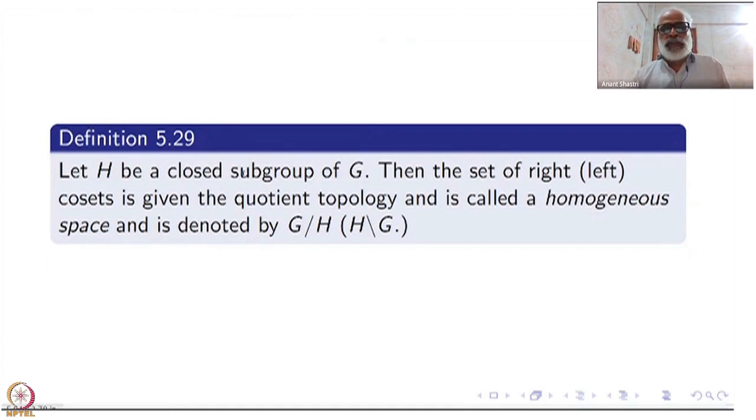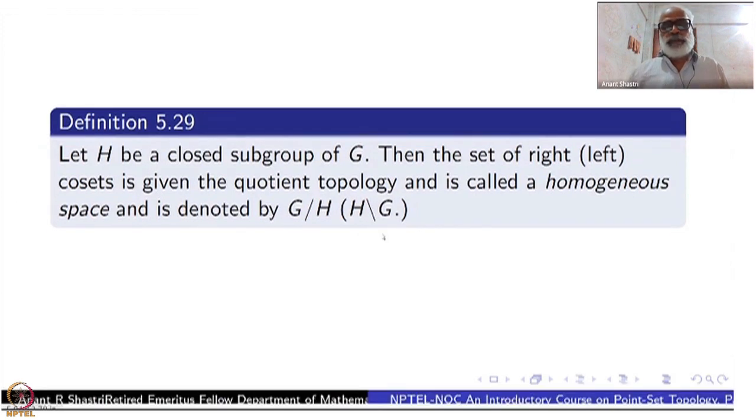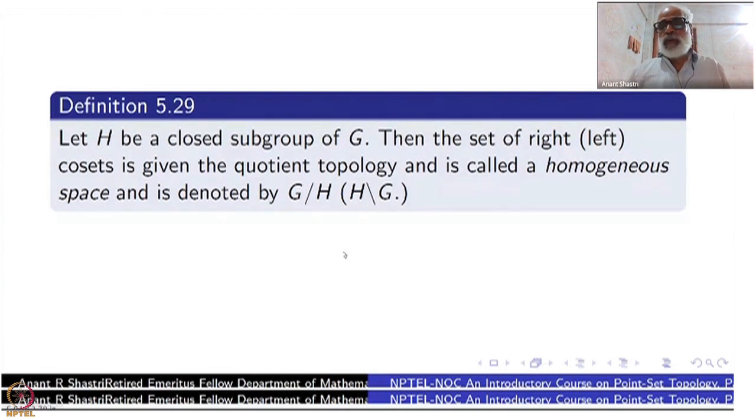Closedness is a mighty assumption here, because non-closed subgroups are extremely badly behaved. You can always take G by H where H is not closed, but you can't do much topology on that one. Okay, so I'm using this notation G by H for right cosets. This also I will read as G by H only, but I don't know how to read it. This is very popular in Lie group theory and so on. So this is left cosets. Both of them they have to use. That's why they have cooked up this notation.